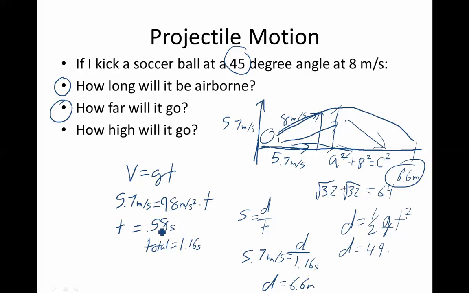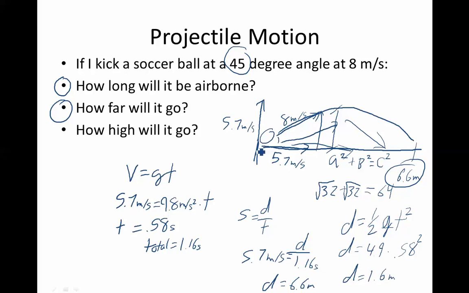Once again, we have to decide what we're going to use, half time or full time. Well, I think I'm going to use half time because it was only going up for 0.58 seconds. It was going up for the time that it was actually going up. So this is 0.58, and you do have to square that. 0.58 times 0.58 times 4.9, you end up with a distance of, and I'm rounding here, 1.6 meters.